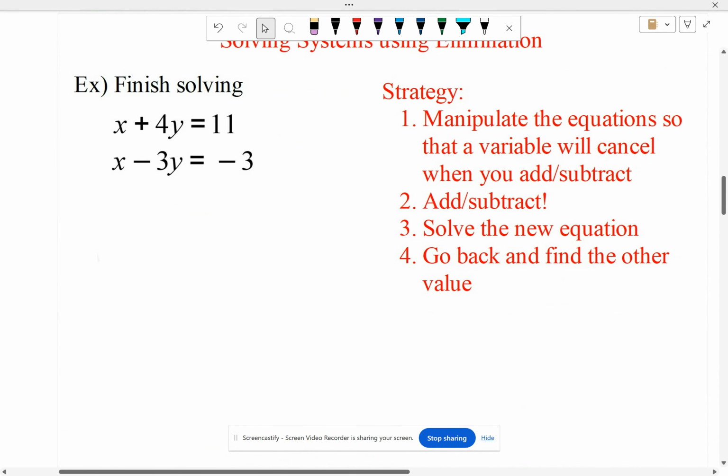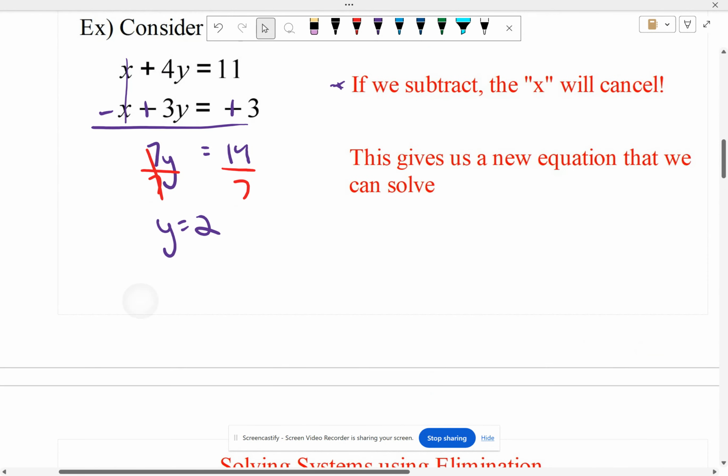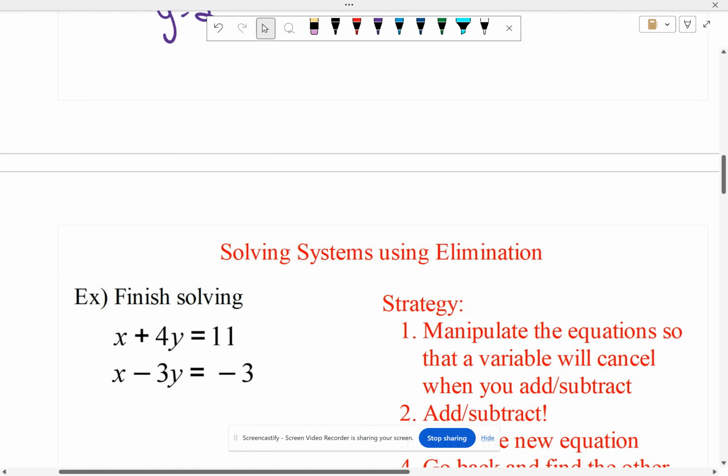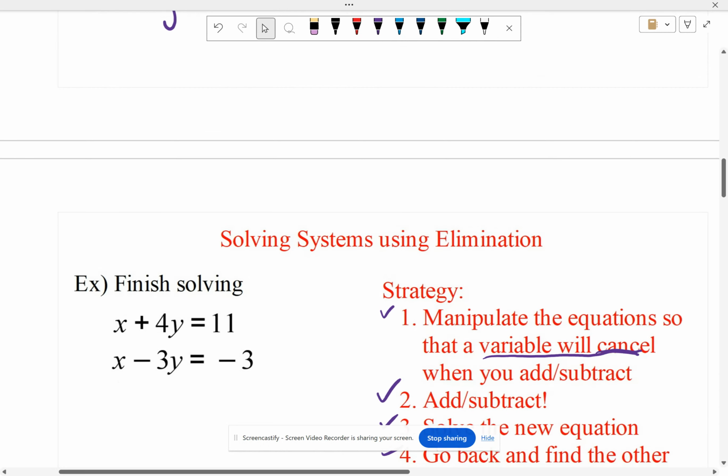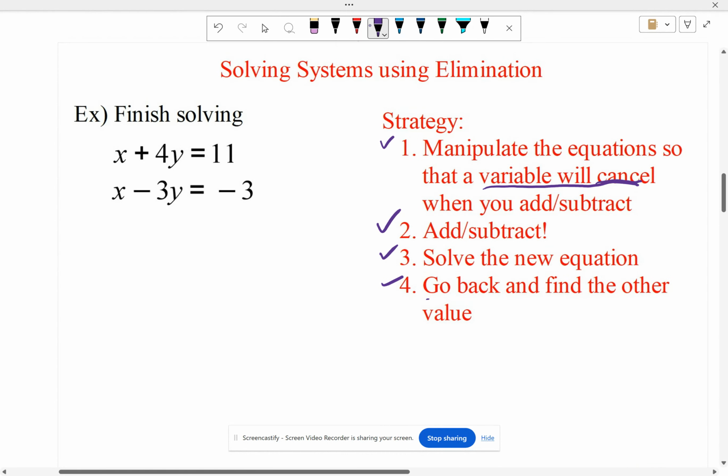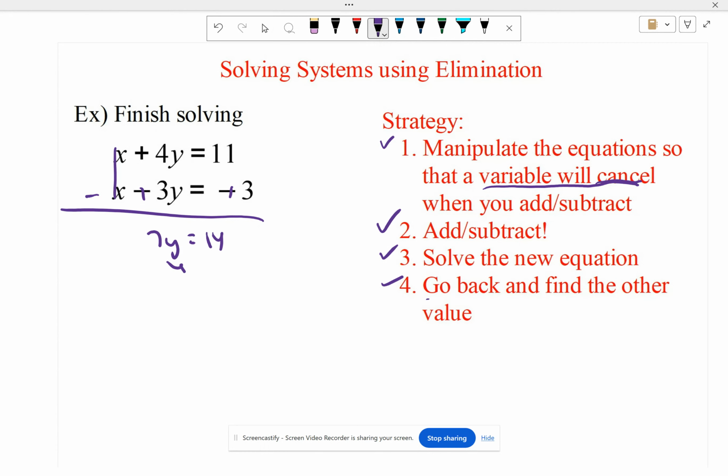So now we have an equation that we can solve. Down here, it's the same system. The strategy in general for solving these problems is to manipulate the equations so that variables will cancel out. Sometimes we have to do some manipulating, but we always want a variable to cancel when we add or subtract. Then we add or subtract, and then solve the new equation. We just did that, but now we need to go back and find the other value. We knew y was 2 from above. Right when we subtracted these, we got 7y equals 14, and then y equals 2.